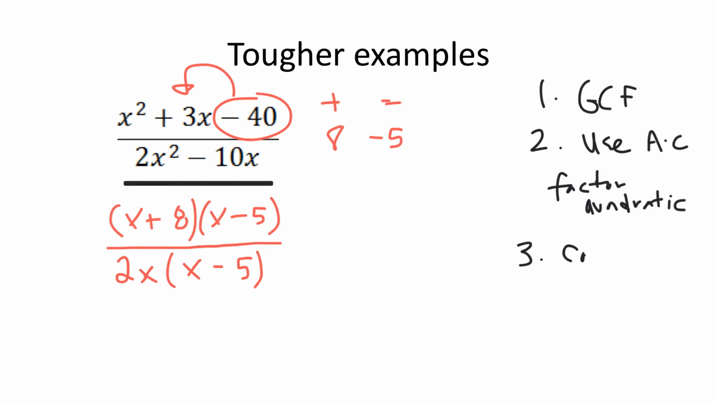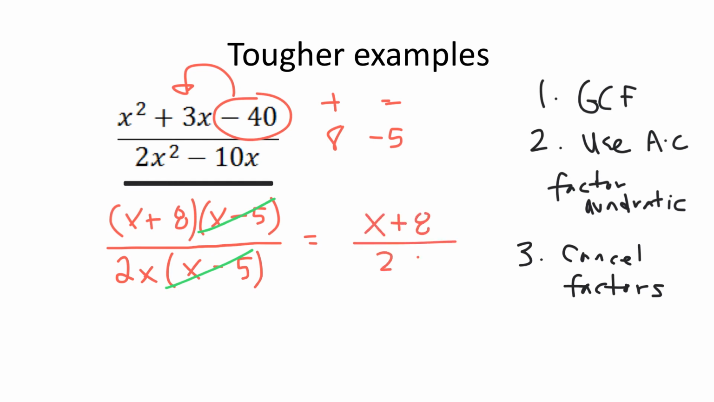The next thing that I can do is start to cancel similar factors. The factors that are identical to each other, I can start canceling. So I have an x plus 8 and an x minus 5 on the top, and a 2x and an x minus 5 on the bottom. That means that the x minus 5 and the x minus 5 will cancel each other. Those are exactly identical. I cancel the entire thing, not just a piece of it. And there's nothing else that cancels, and so my final answer here is just going to be x plus 8 divided by 2x on the bottom.